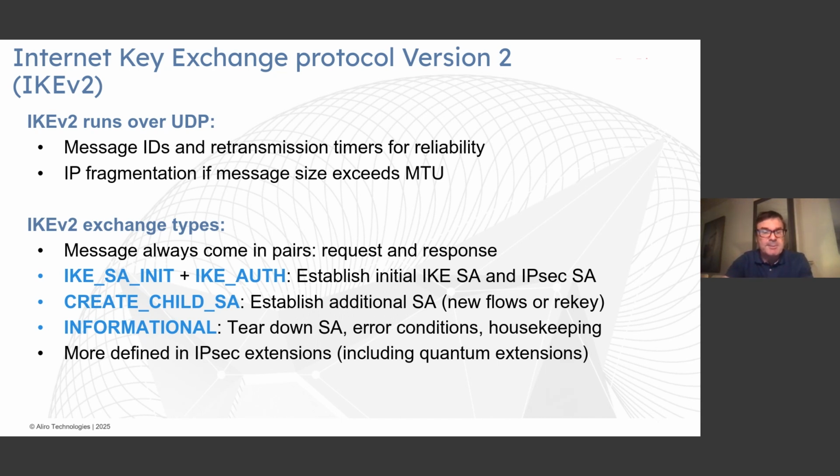There are several exchange types. IKE SA-init and IKE auth exchanges are used to establish the initial IKE security association and the initial IPsec security association. Then create child SA exchanges are used to establish additional security associations, either for new traffic flows or for rekeying. And finally, informational exchanges are used to tear down a security association, to report error conditions, and for other types of housekeeping. There are also some other exchange types that are defined in IPsec extensions, including quantum security extensions, which we will see later on.